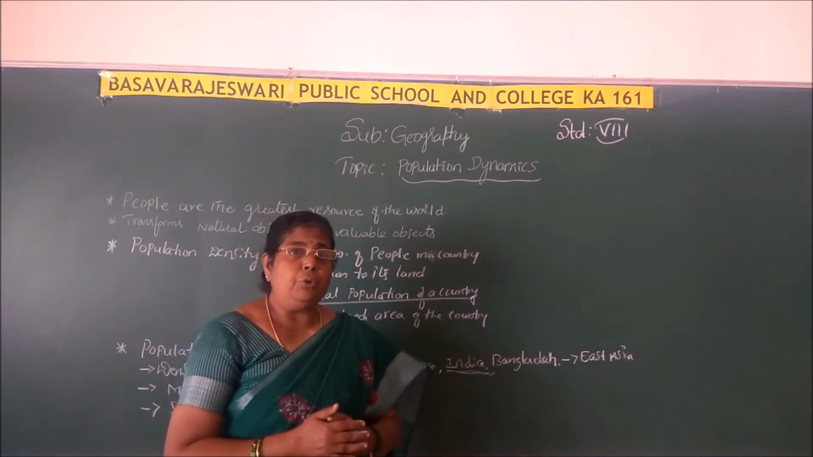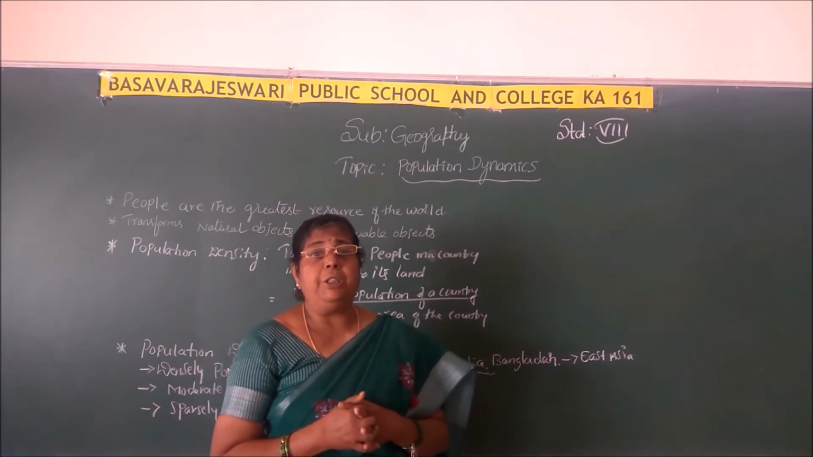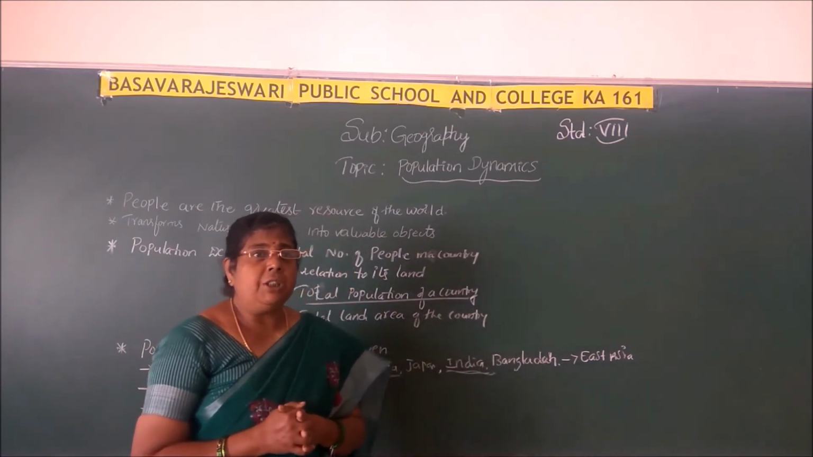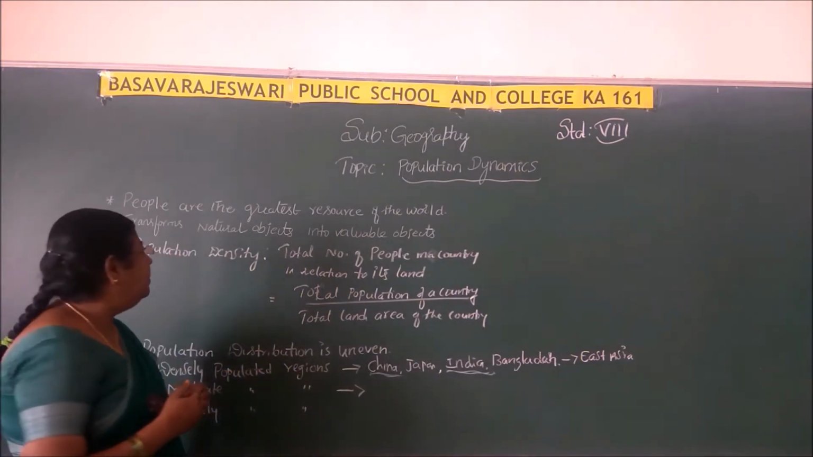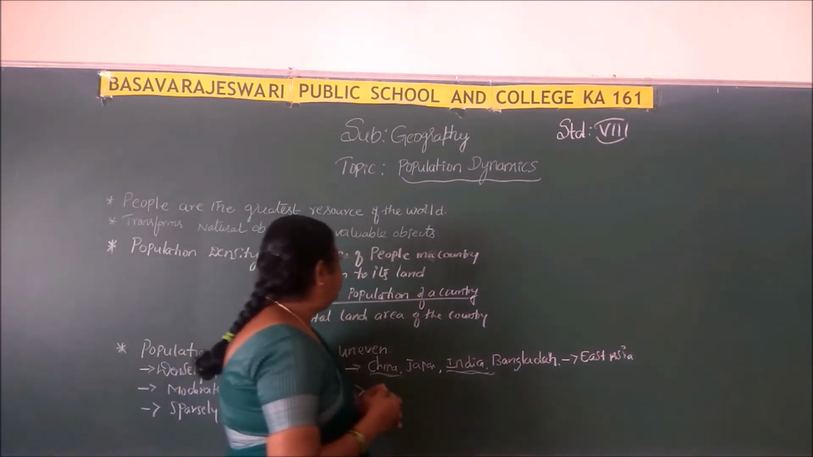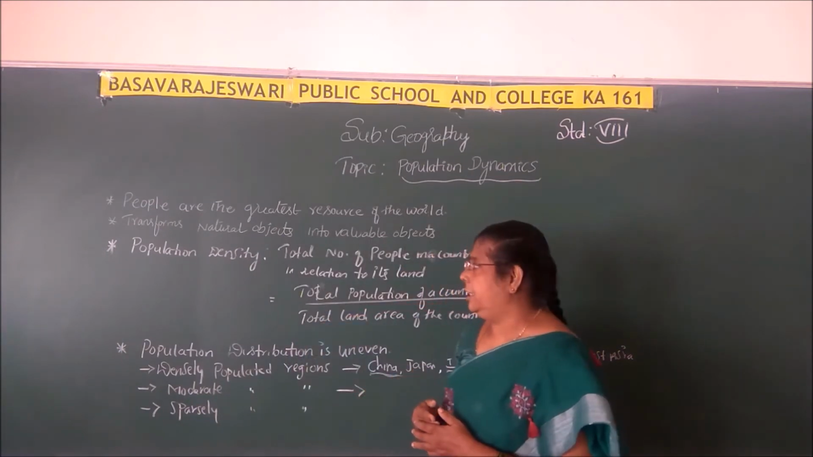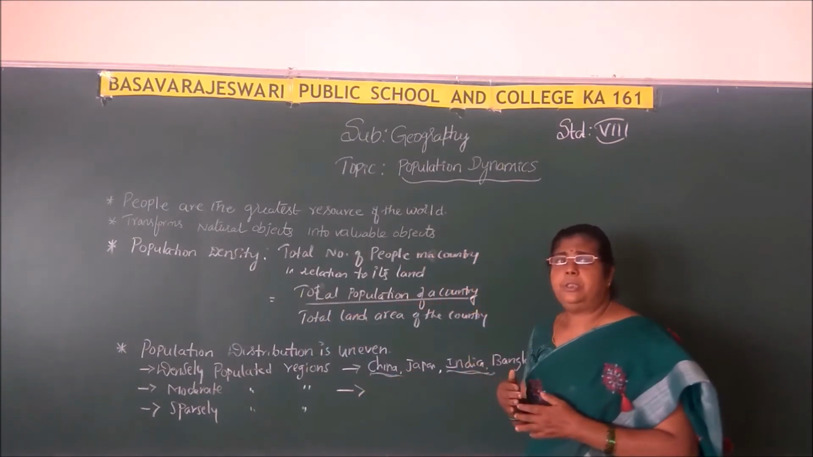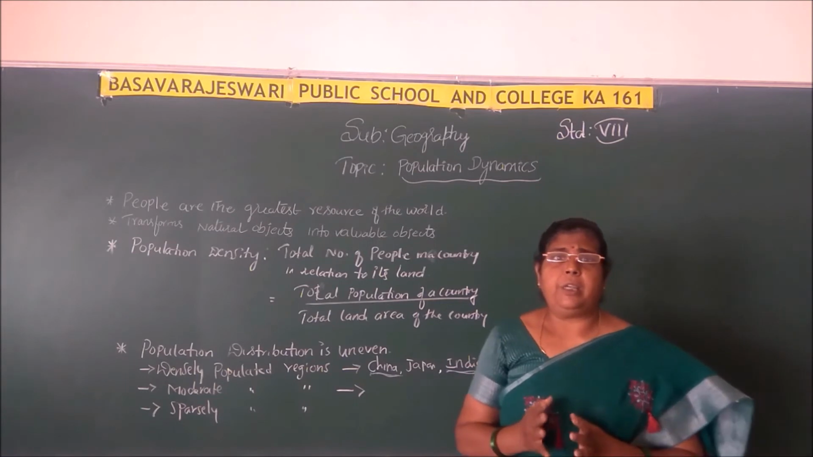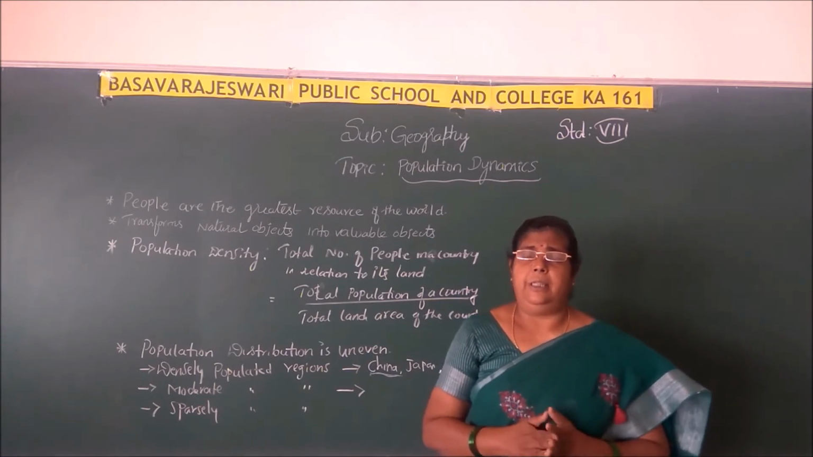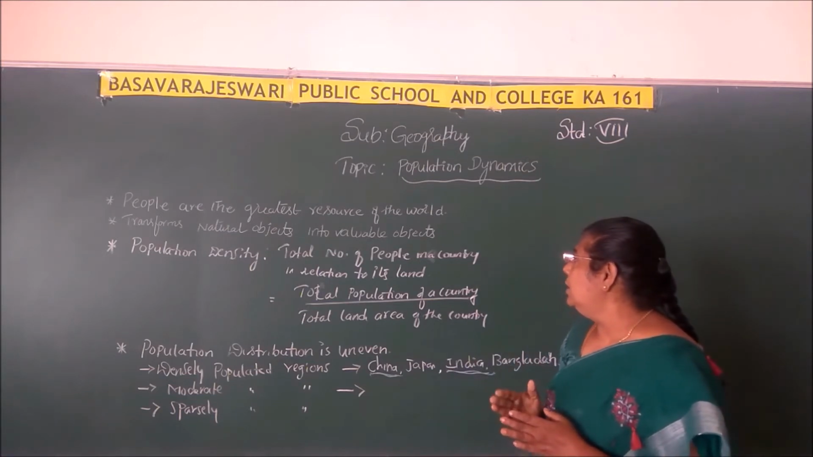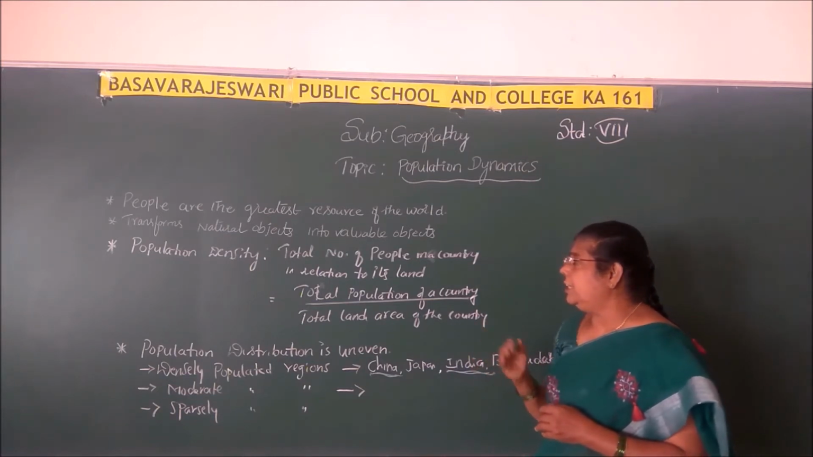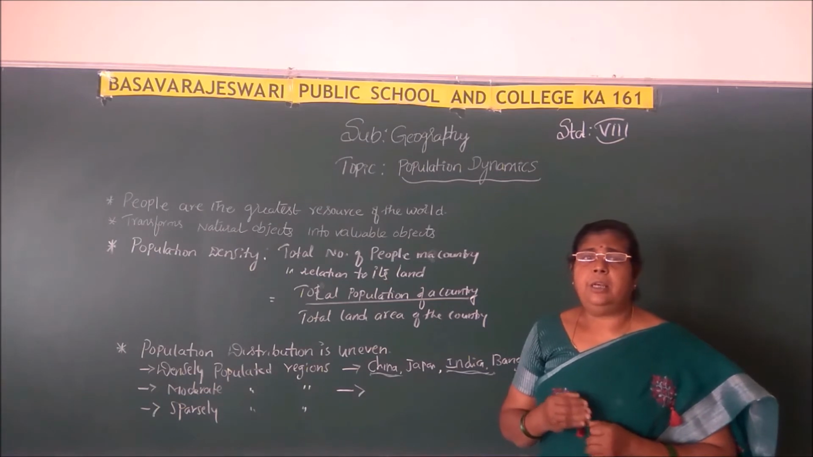we should know what is meant by population density. Clear, children? What is meant by population density? Population density means the total number of people living in a country in relation to its land. So that is what we can define as population density. I will repeat, children: population density means the total number of people living in a country in relation to its land.